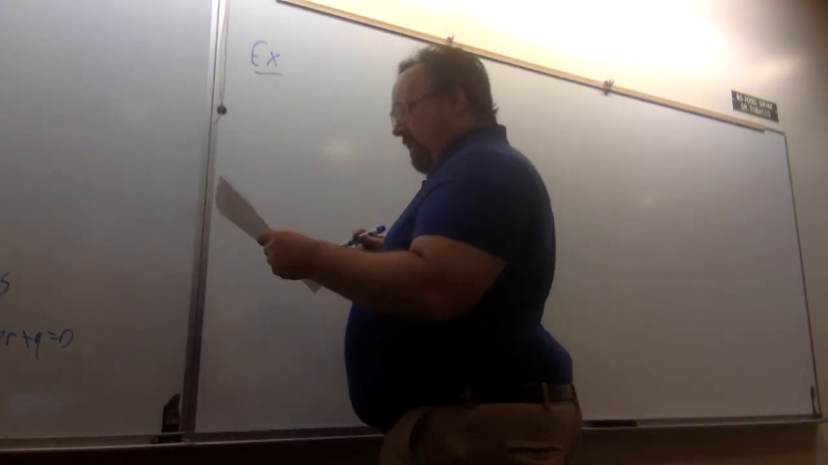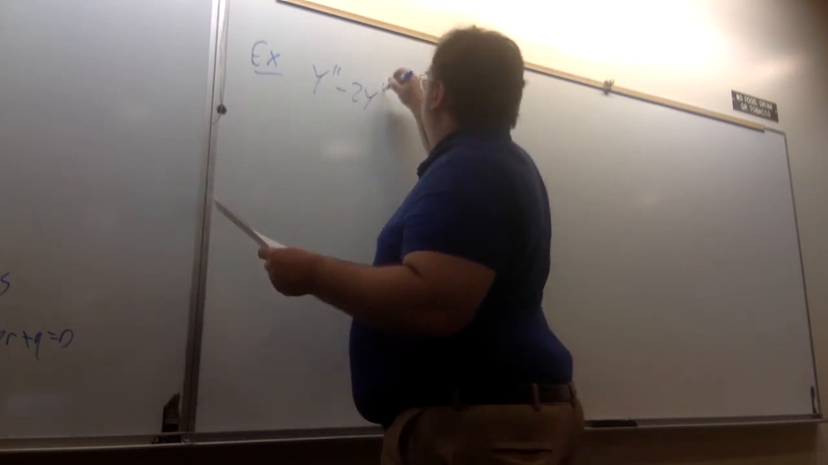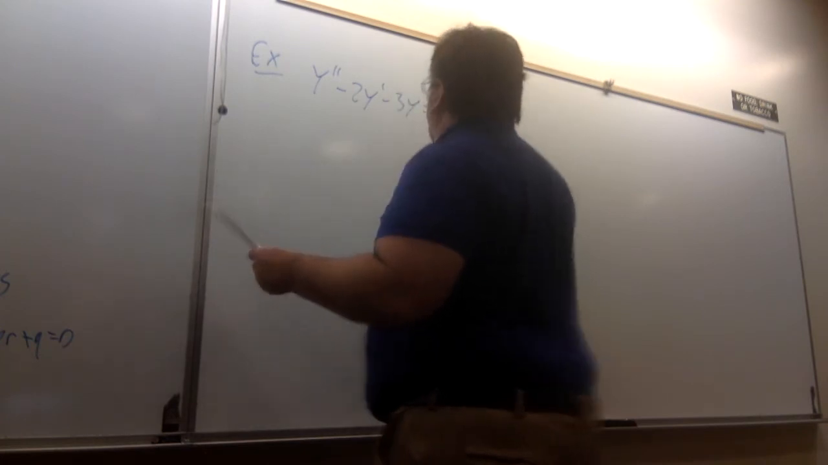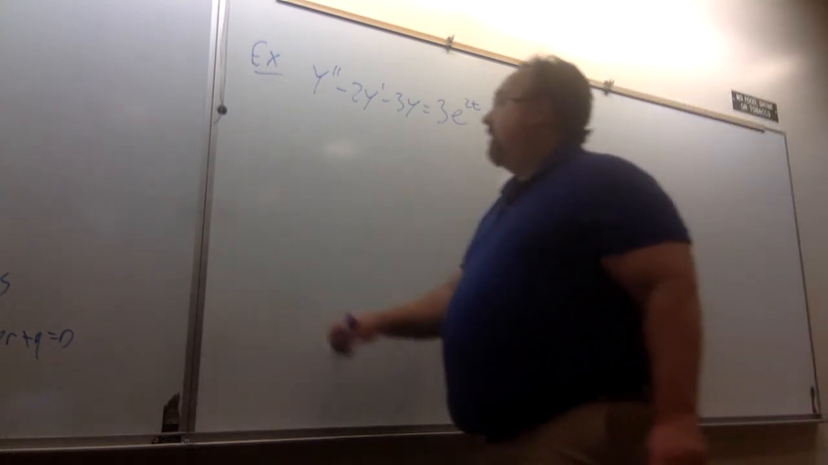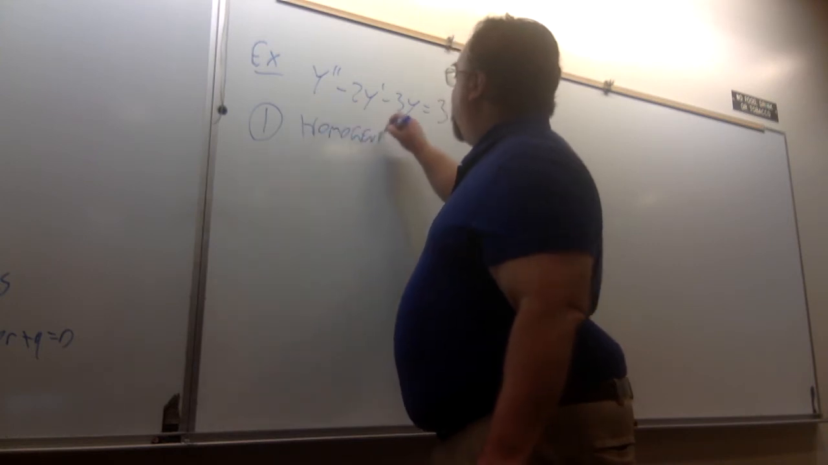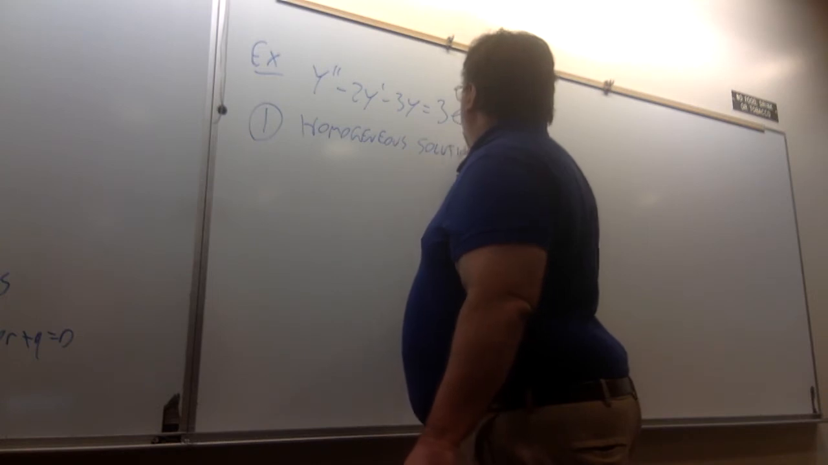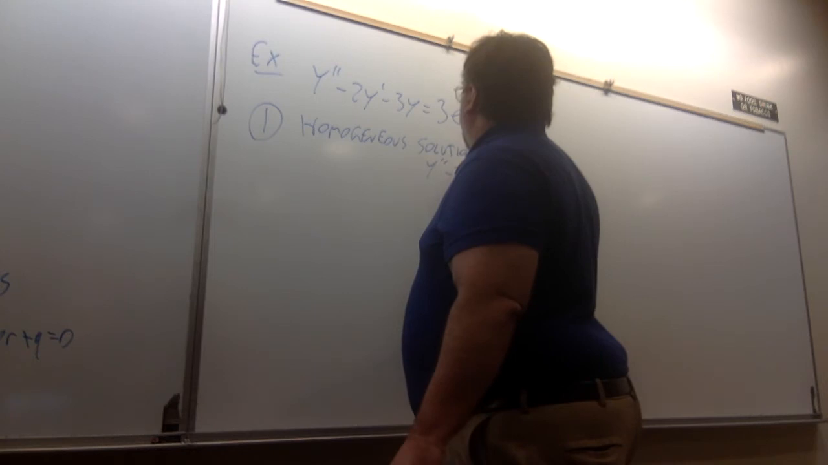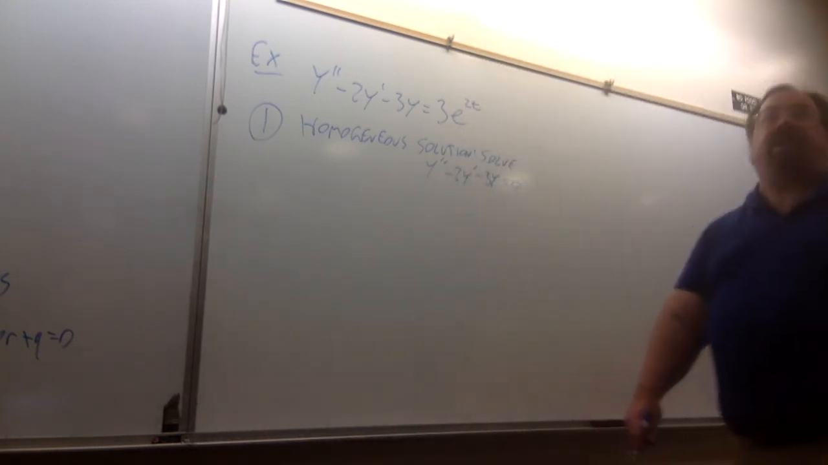Okay, so the problem is y double prime minus 2y prime minus 3y equal to 3e^(2t). So get your solution to the homogeneous problem. So you solve y double prime minus 2y prime minus 3y is equal to 0. Initially you're going to forget about the right-hand side.